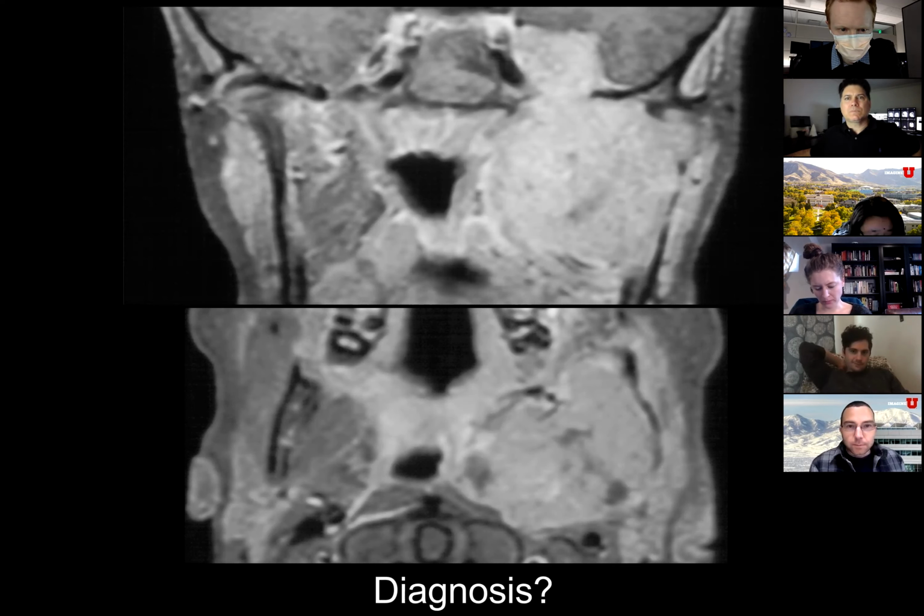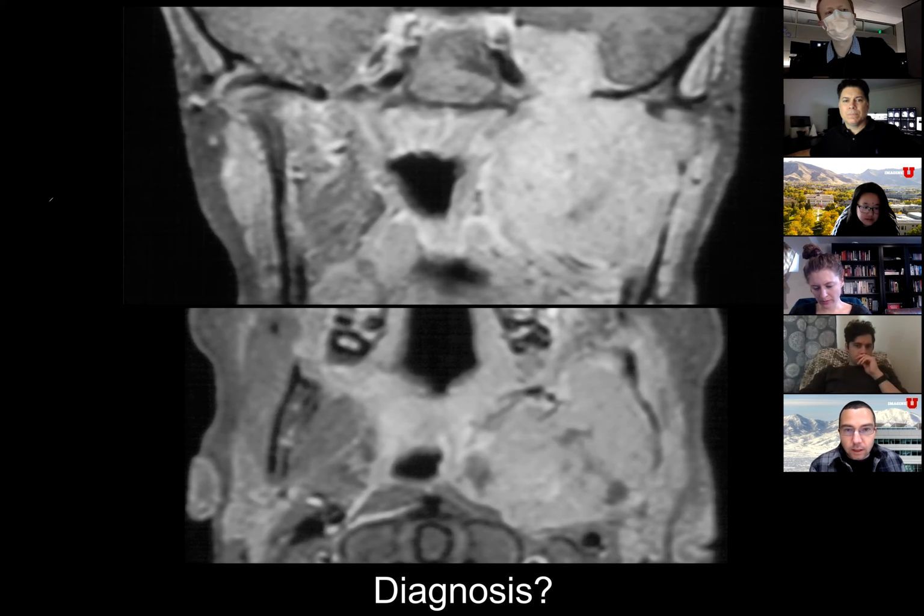So there's a large enhancing lesion centered in the... This is a coronal and axial post-contrast MR with fat saturation. Okay. So I think this lesion is centered in the left masticator space, but it's transspatial. It's extending superiorly into the middle cranial fossa.